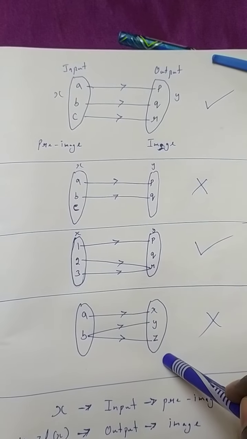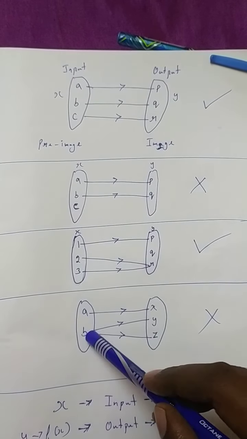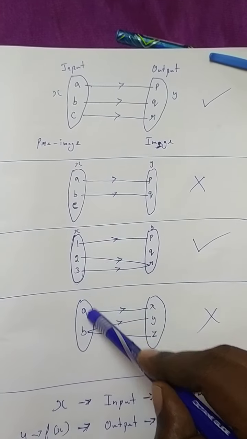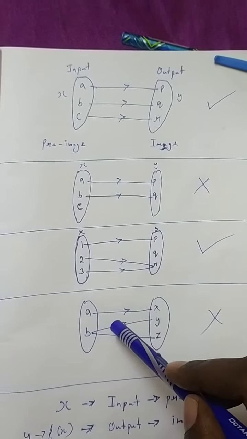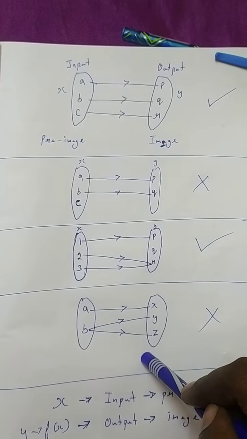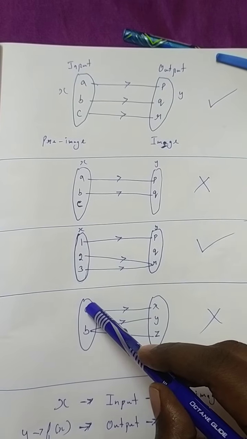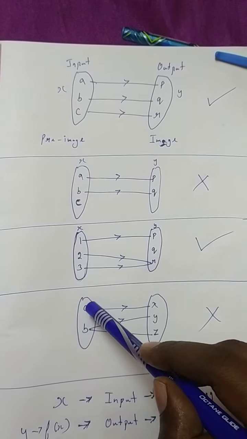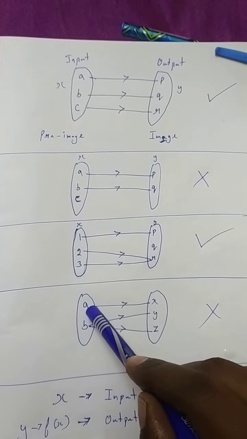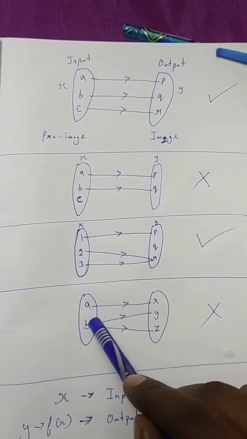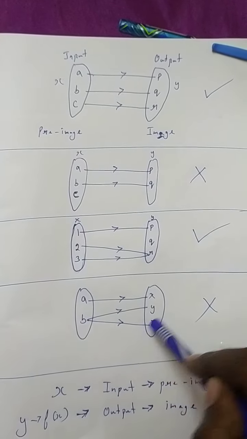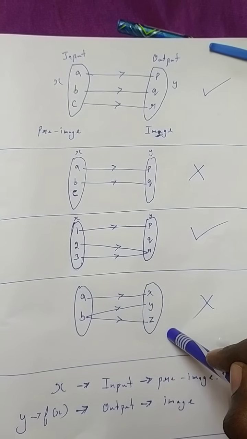Now, look at the next example: A, B, X, Y, Z. What is the first condition? All the elements in the domain must have an image. So, if you check A, B, A has an image, B also has an image. Second condition: all the elements in the domain must have only one image. If you check this domain, A has only one image, it is okay. But B has two images. So the second condition is not satisfied here. Therefore, it is not a function.